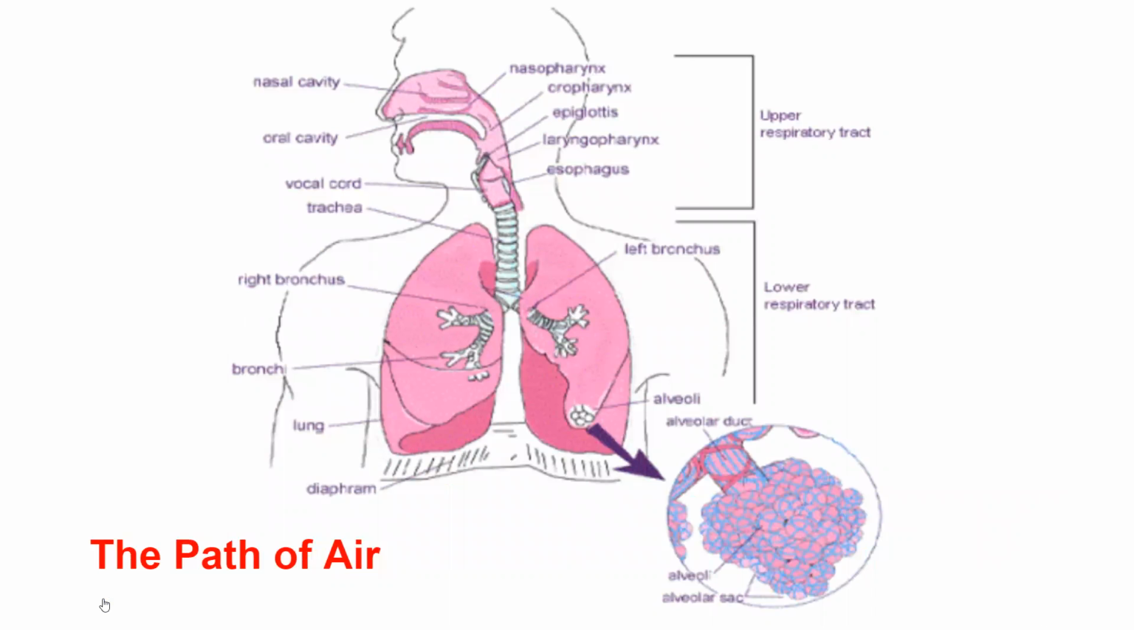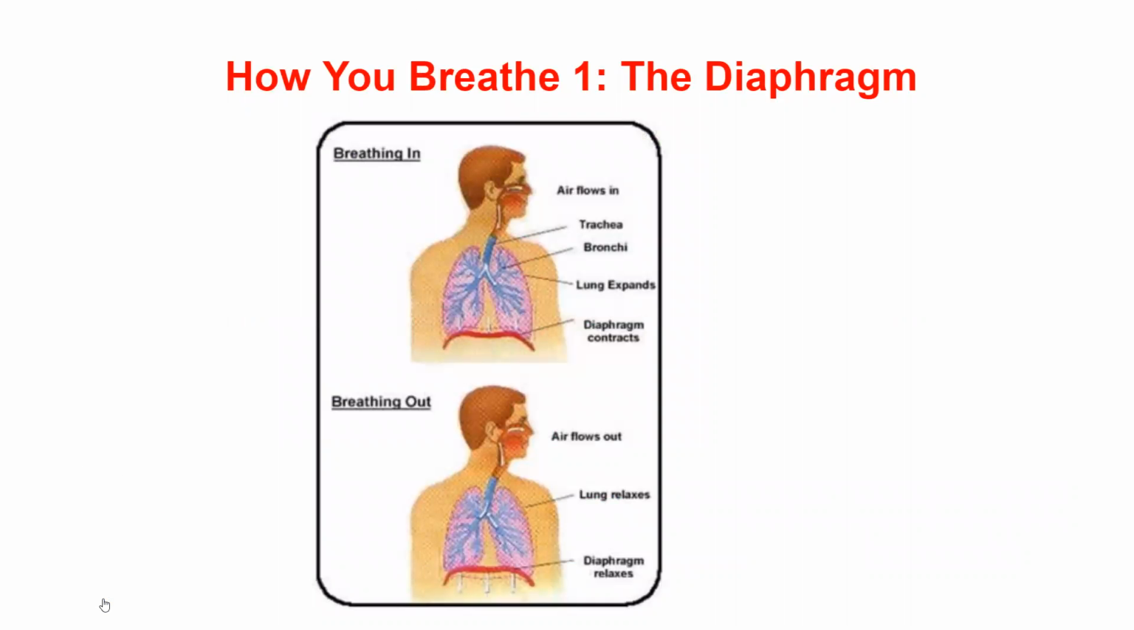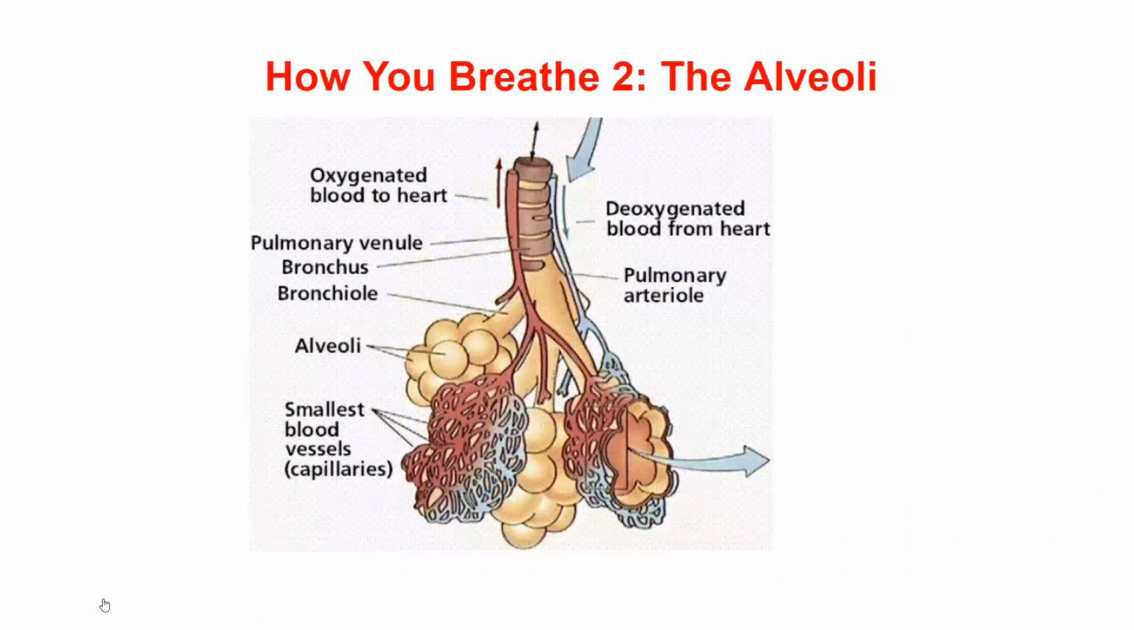So here's another picture. This is showing a picture of how we breathe. When we breathe in, your diaphragm contracts and your lungs expand. And when you breathe out, your lungs relax and your diaphragm also relaxes. And then this is what happens in the alveoli.